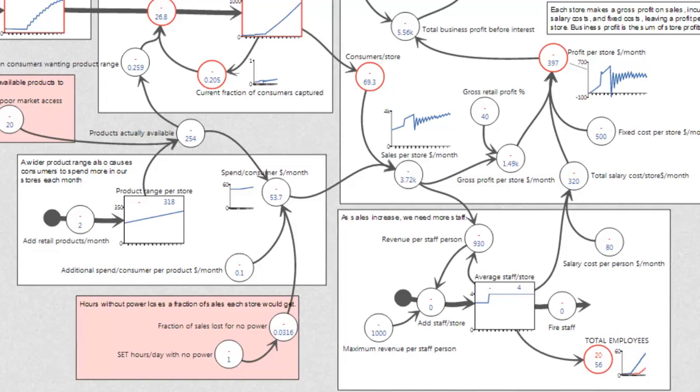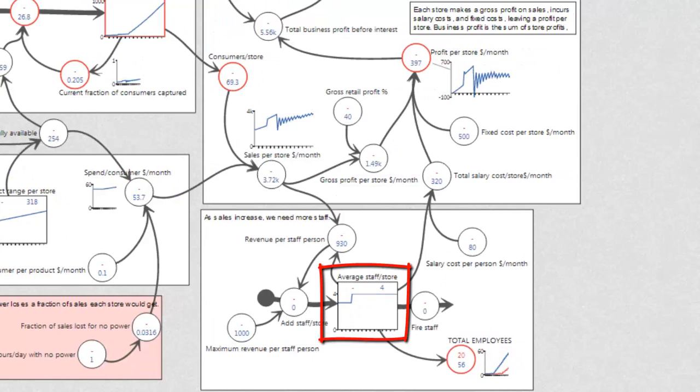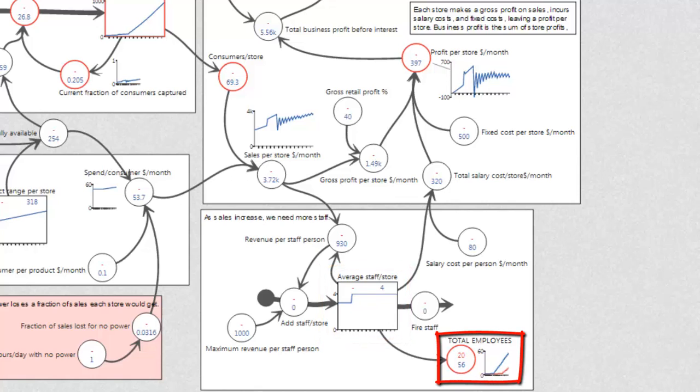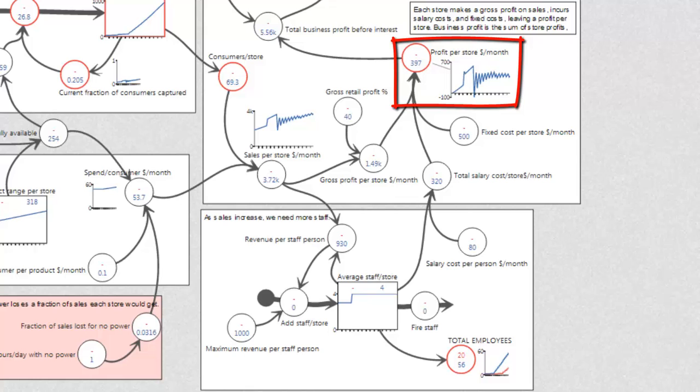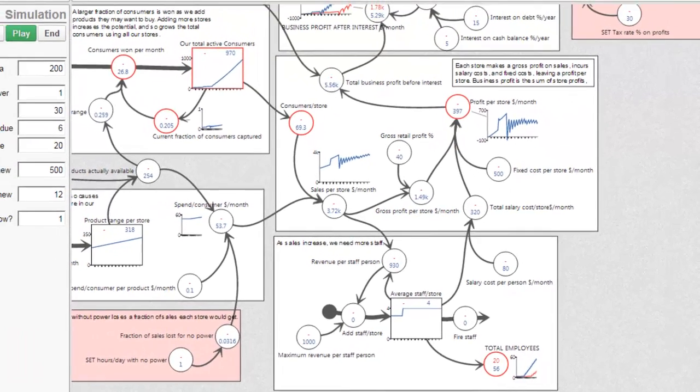Scroll right a little to see that we add staff to each store to serve the larger number of customers, and at bottom right you can see the total staff employed in all the stores. Above that is a section calculating the average store profit from the gross margin on sales minus staff costs and overhead. This, multiplied by the number of stores we're operating, gives the total business profit before interest.